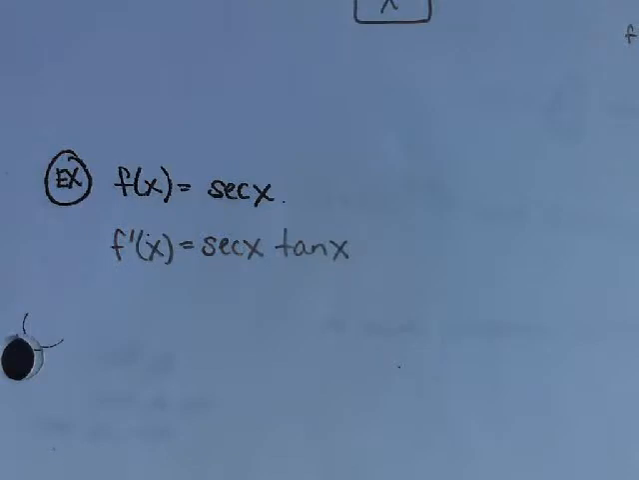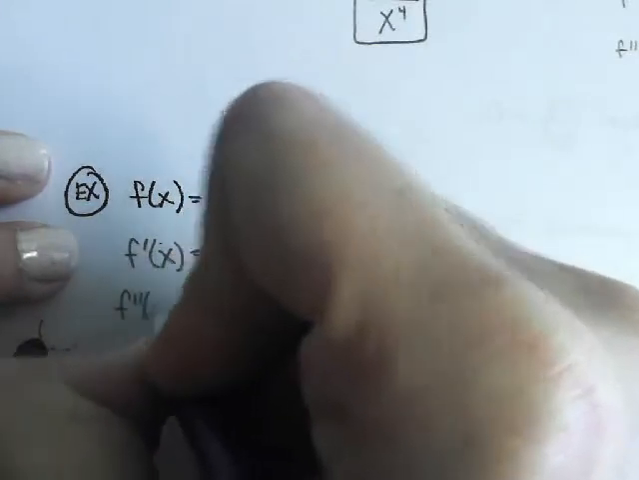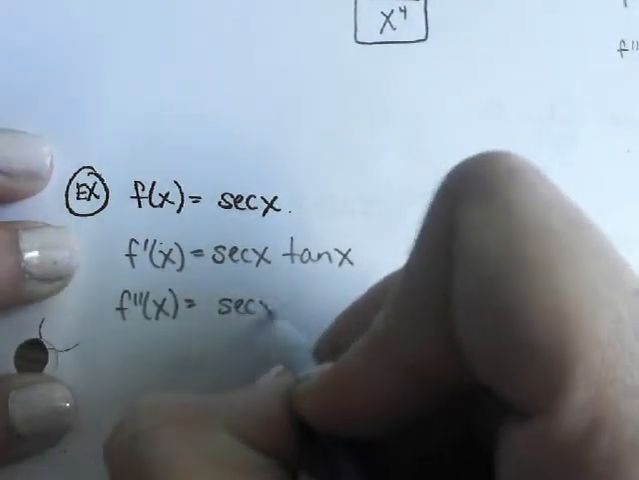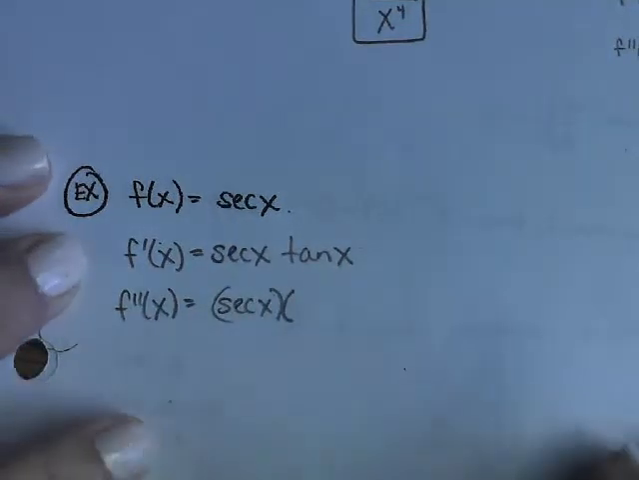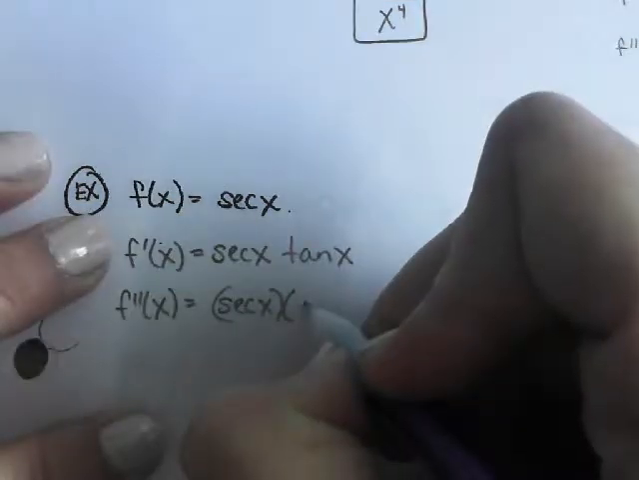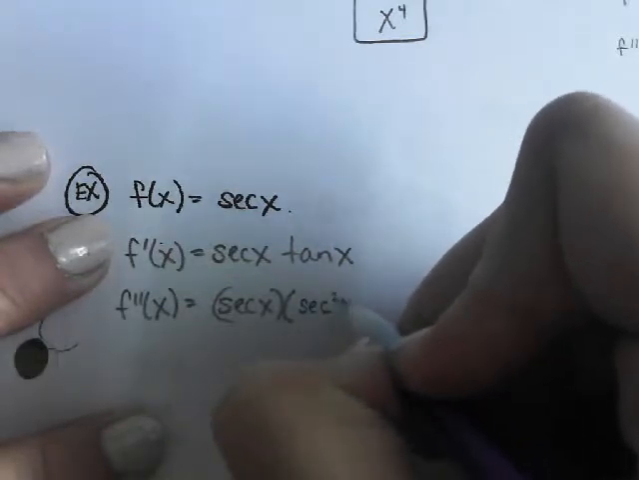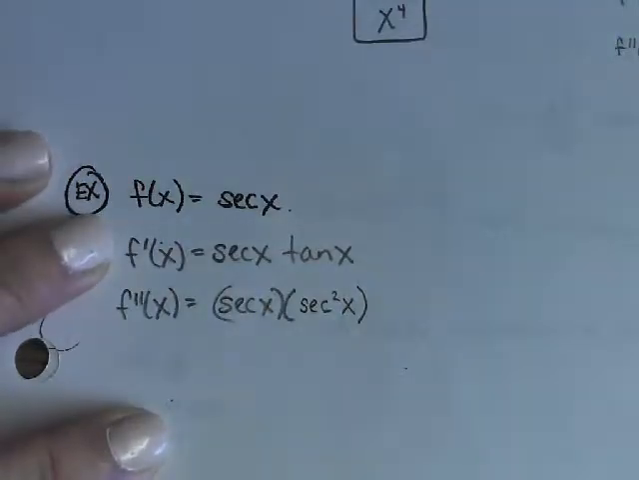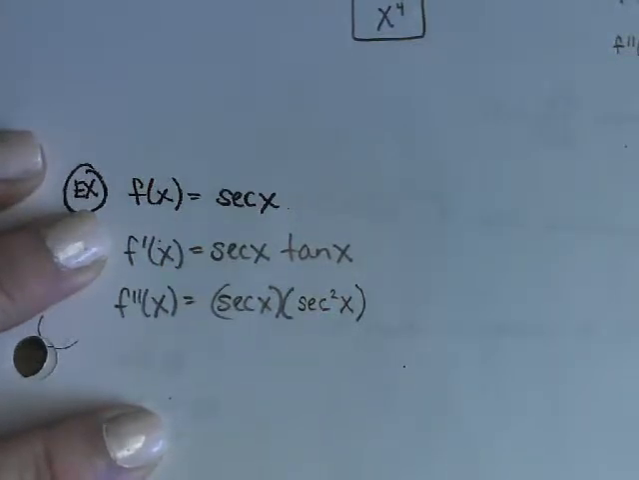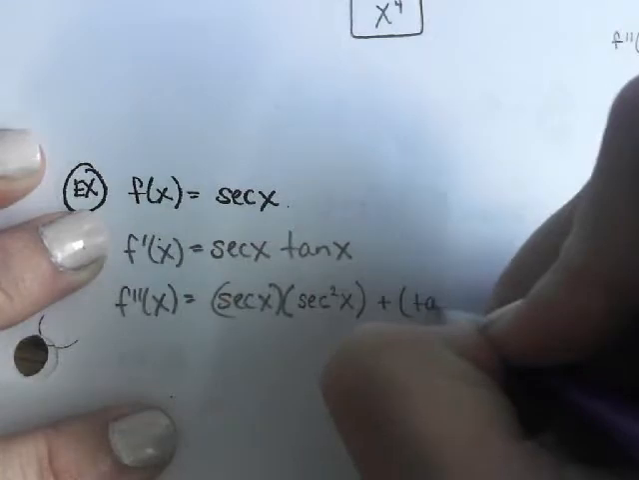From the first derivative to the second derivative, what do we have to use? The product rule. Exactly. Secant x times tangent x. So your first times the derivative of tangent is secant squared x. Yeah, good. Great job, James. First times derivative of the second plus the second times derivative of the first, the derivative of secant.